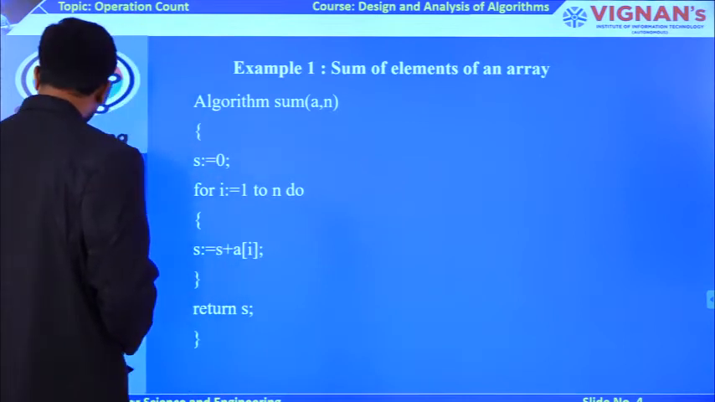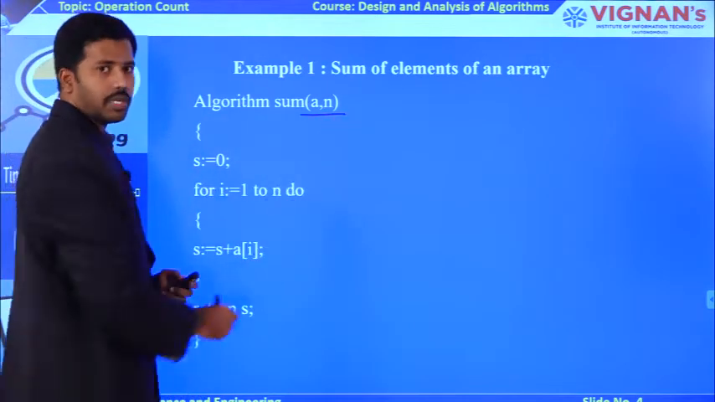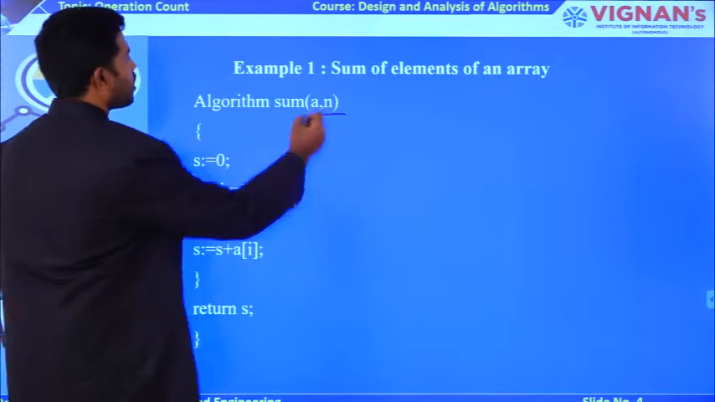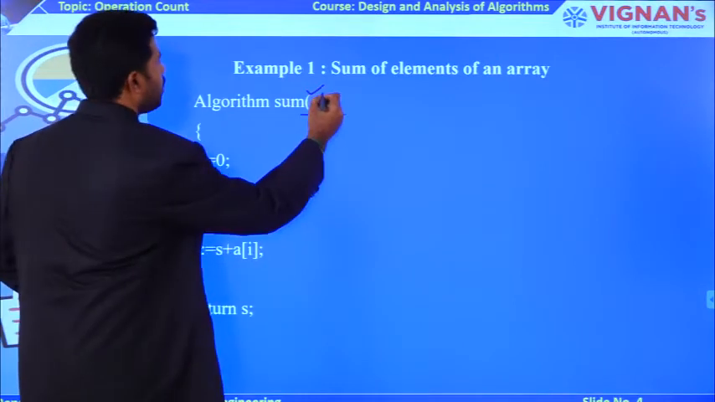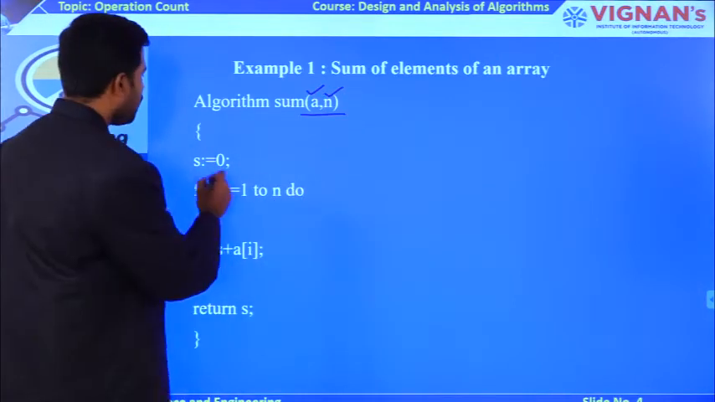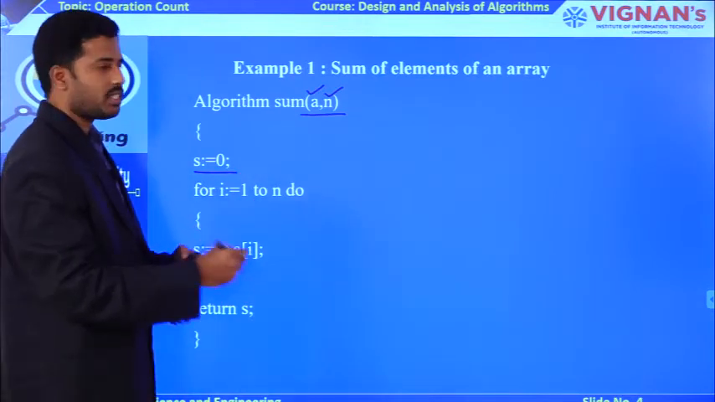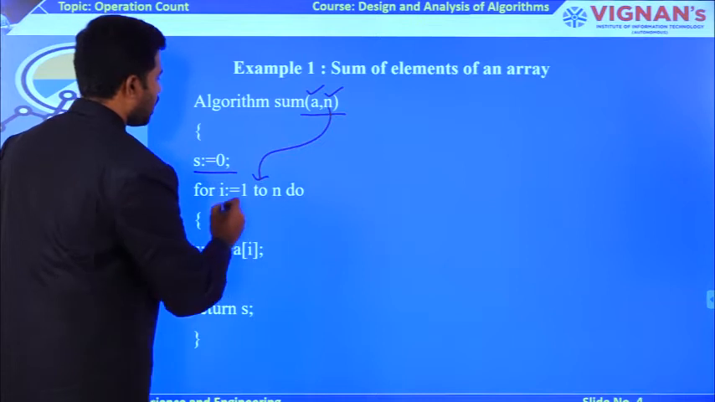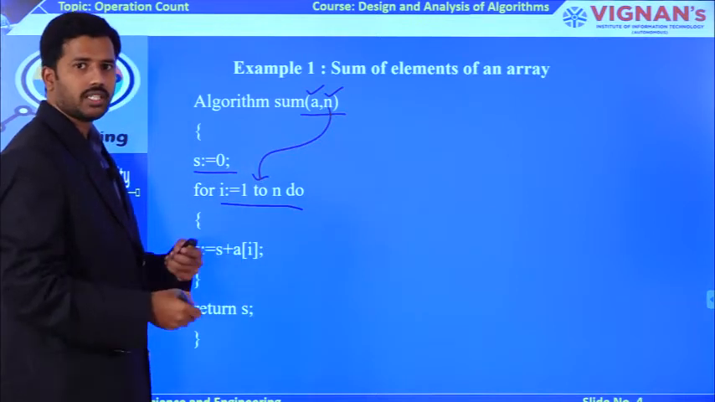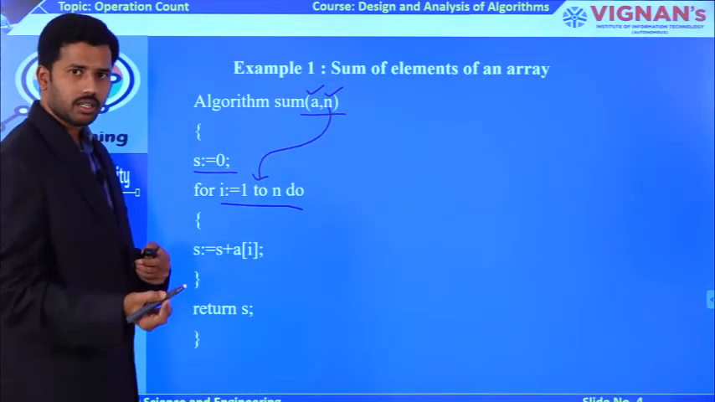If you observe here, this algorithm accepts 2 parameters as input. The first parameter is an array and the second parameter is the size of the array. Initially my sum is 0 and you need to trace all the n elements available in the array. That's why I have taken a for loop. This for loop will trace the elements from 1 to n.